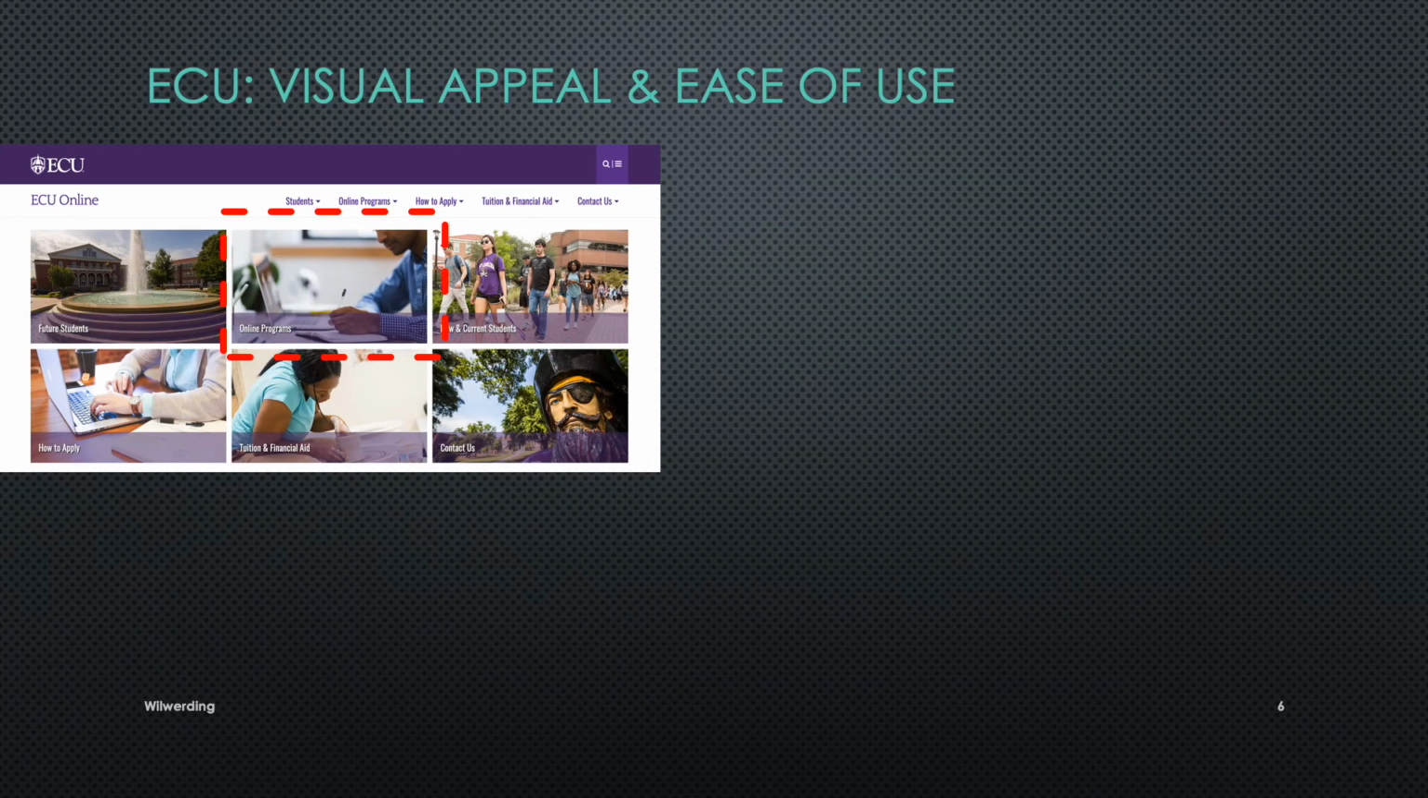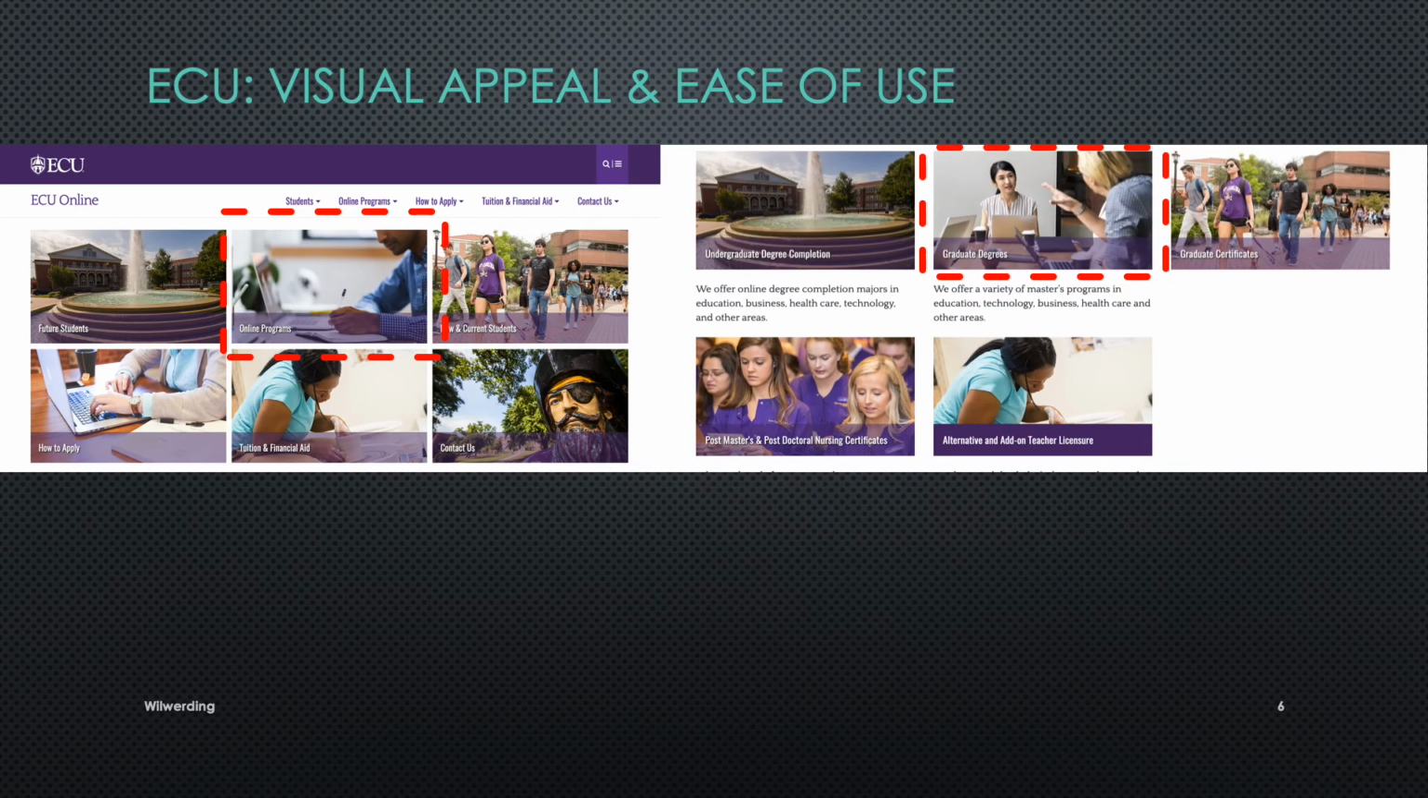ECU's online education homepage was set up similarly to NC State's, with a colorful picture that fit in nicely with the color scheme. However, there was no Programs button, but I can easily scroll down to where there are 6 options, each with a corresponding picture. Clicking on the online Programs link, I'm taken to a similarly structured page with 5 pictures and options. I am looking for graduate degrees, so I click on that option.